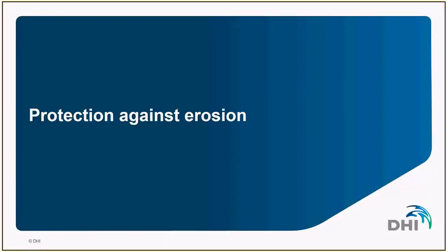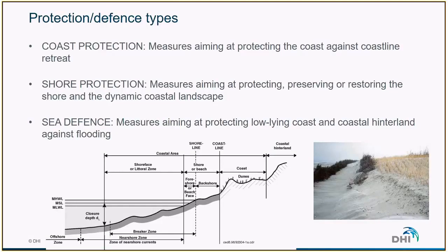Let's have a look at how we can protect the coast against erosion. But before getting into the different types of protection that can be applied, let's have a look at some small definitions. We define different types of protection. First, coast protection, which is a measure aiming at protecting the coast against coastline retreat. Then we have shore protection, which is a measure aiming at protecting the coast against erosion, but also preserving and restoring the shore and the dynamic coastal landscape. Finally, we have another type of protection we won't detail today, which is sea defense, a measure aiming at protecting low-lying areas against flooding.